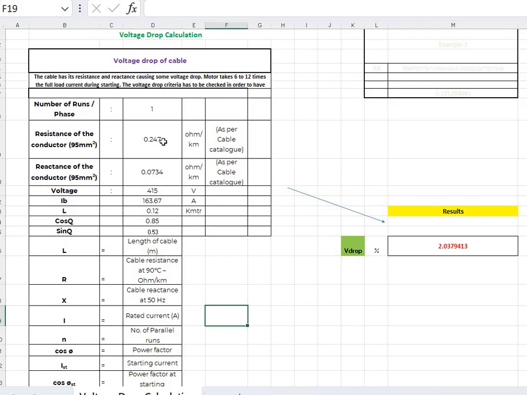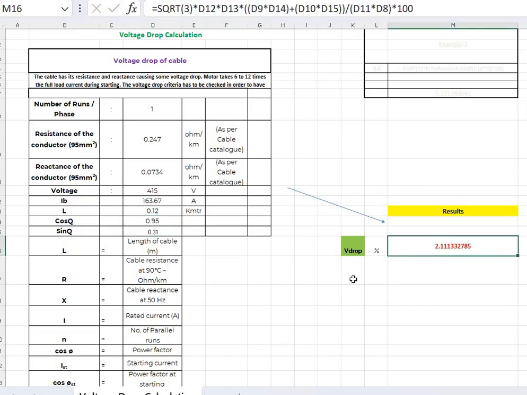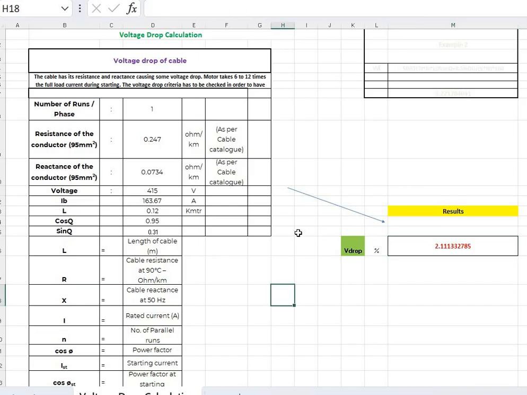And if you change this one, the result changes here. If cos phi, the power factor of the cable, is 0.95, then you can change it to 95. Then sin phi changes accordingly, like 0.31, and the voltage drop also changes. This is the automatic calculation sheet.